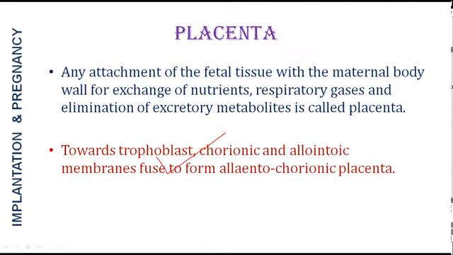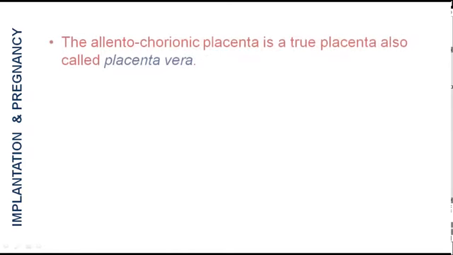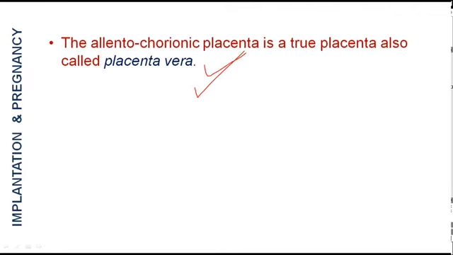In fact, there are 4 fetal membranes: yolk sac, allantois, amnion and chorion. Yolk sac and allantois develop independently, whereas amnion and chorion develop together. The amnion forms a cover around the developing fetus, that is amniotic cavity. So the allantochorionic placenta is regarded as true placenta, and it is also known as placenta vera.